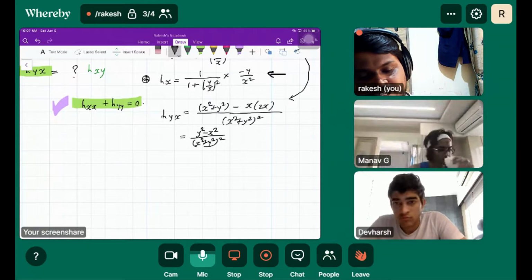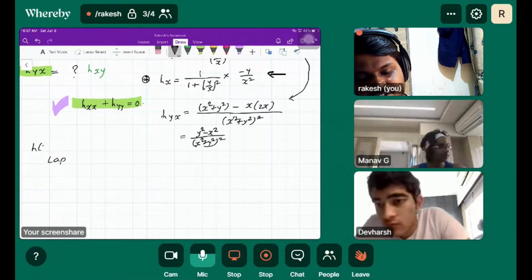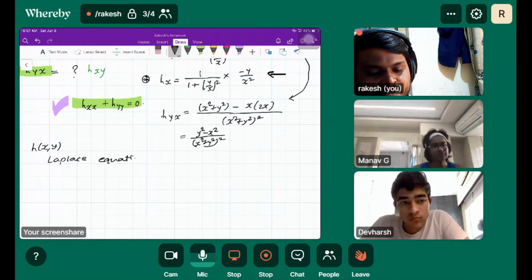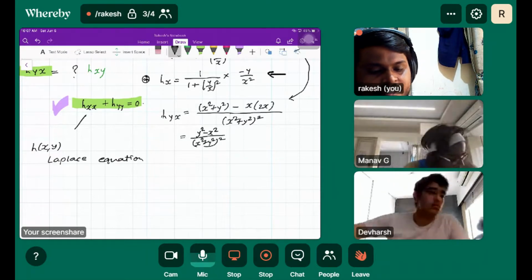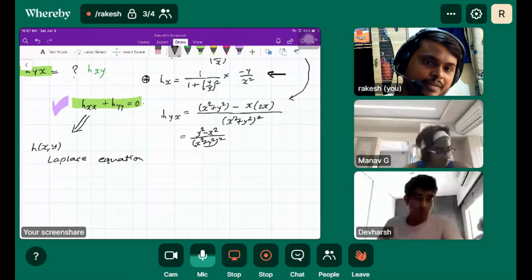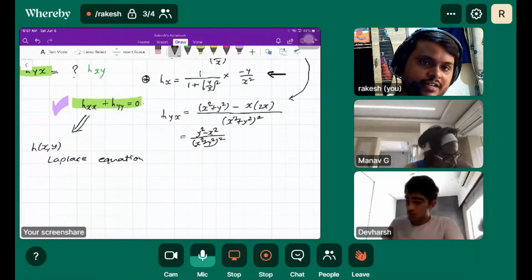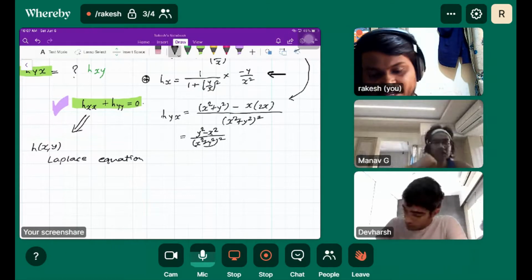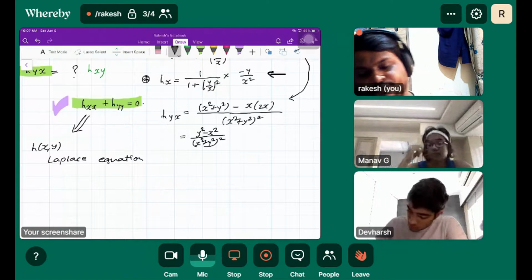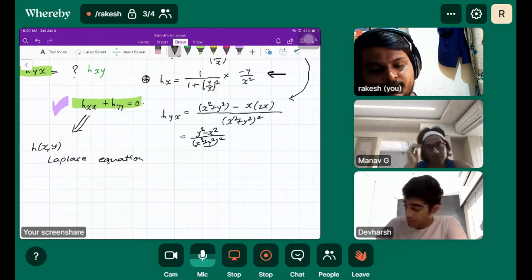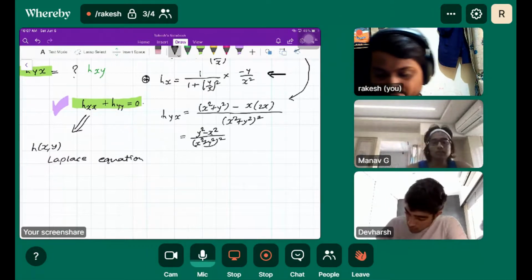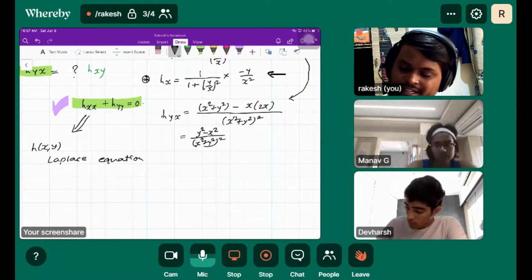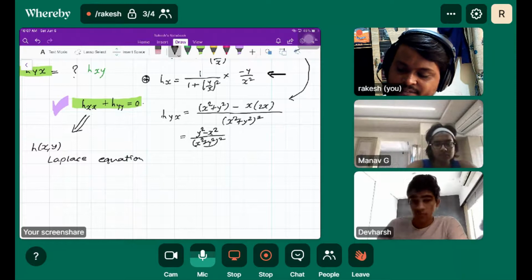So this type of equation, h of x, y, is called the Laplace equation, because when you get the second order partial derivatives, h_xx plus h_yy is equal to 0, that means the function satisfies the Laplace equation. It has some uses in engineering, to figure out electrical, magnetic and gravitational potential, steady state temperature and hydrodynamics.